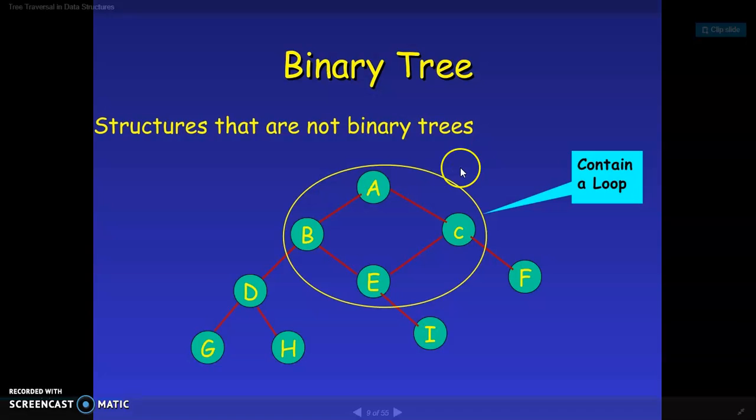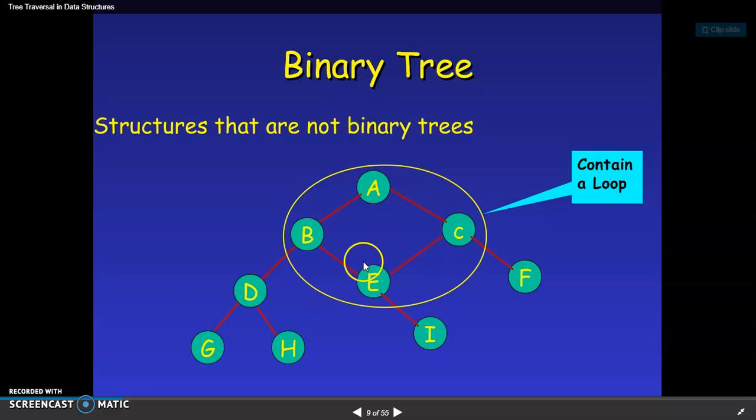And a tree which has a loop, like this, A, B, E, C, is actually not a tree. It is a rectangular graph. If this type of structure is available in any particular tree, then that is called not a tree. This is not only not a binary tree, it is actually not a tree.